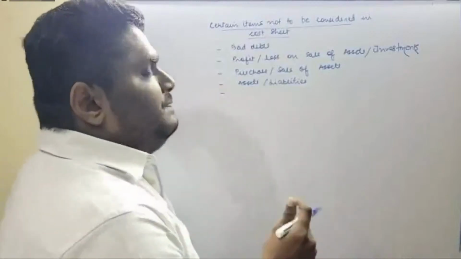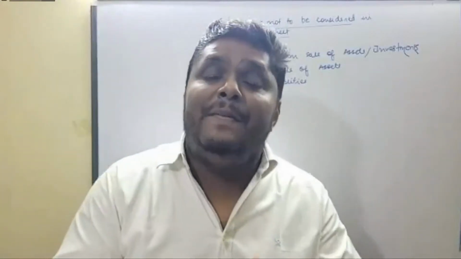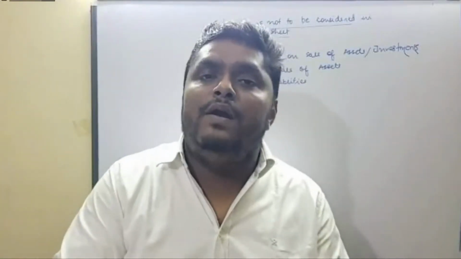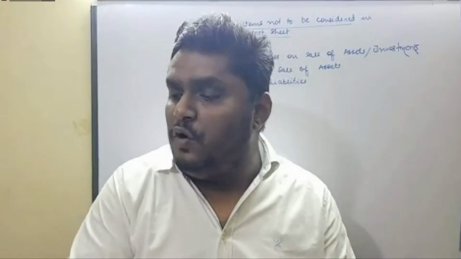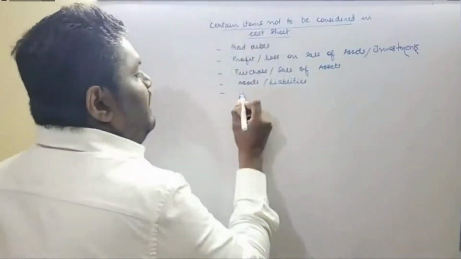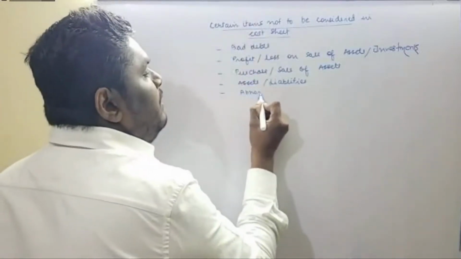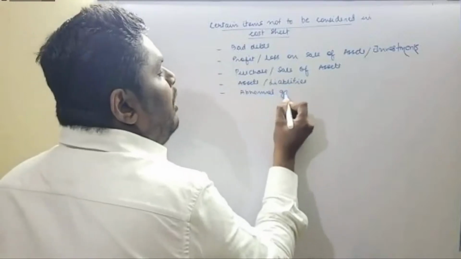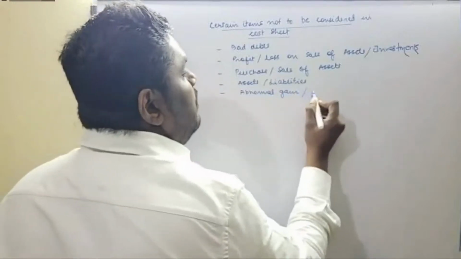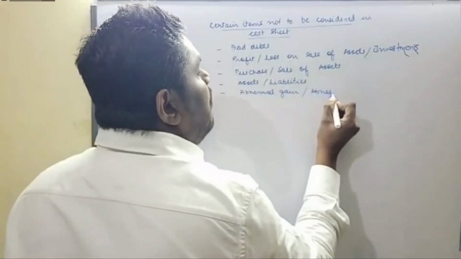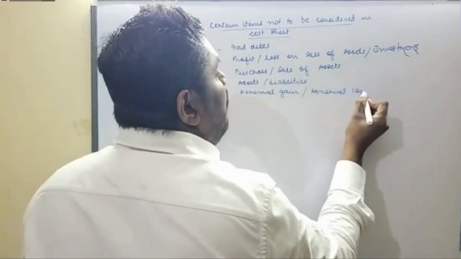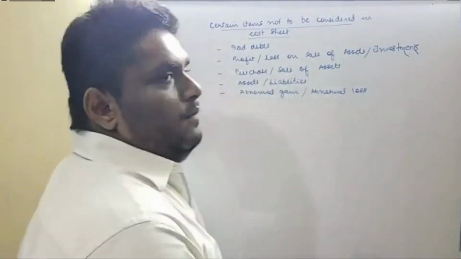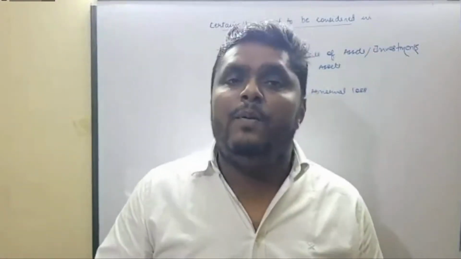Thereafter, any sort of abnormal gain and abnormal loss will never form part of cost sheet. Any sort of abnormal gain or abnormal item also will never form part of cost sheet.